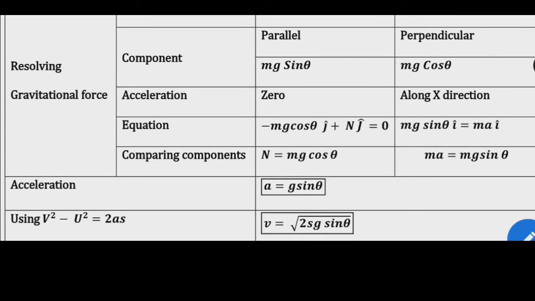Now a kinematic equation is used to find the speed of the object when it reaches the bottom. The acceleration is constant throughout the motion. So v squared is equal to u squared plus 2as along the x direction. So the velocity v is equal to root of 2as. Now we substitute the value of a. So now we get the velocity v is equal to root of 2 s g sin theta.